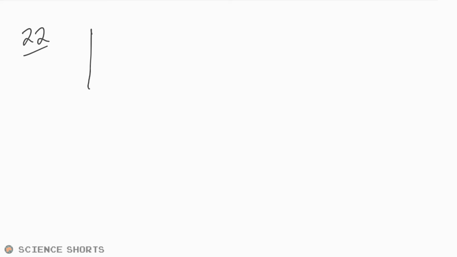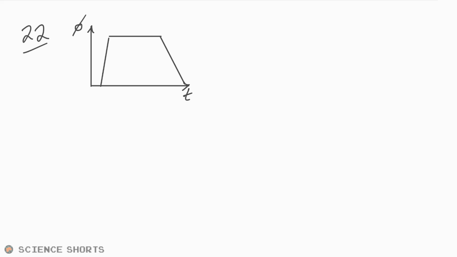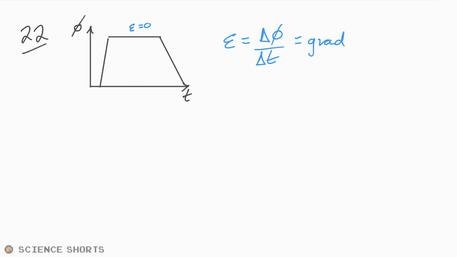So what do we have here? We have flux against time. So which one has the EMF? Well, we know that EMF is equal to delta phi over delta t. And so therefore it's equal to the gradient in this case. So it's going to be 0 here, and then it's going to be right here, and here it's going to be constant. EMF is going to be constant, but this one's going to be positive, this one's going to be negative.